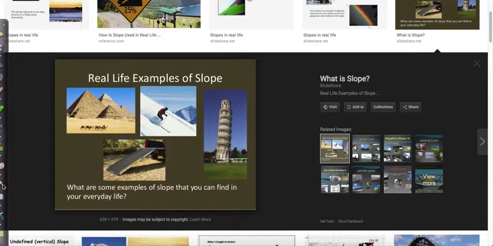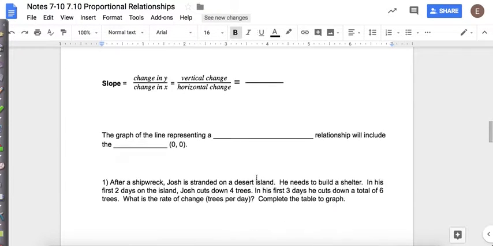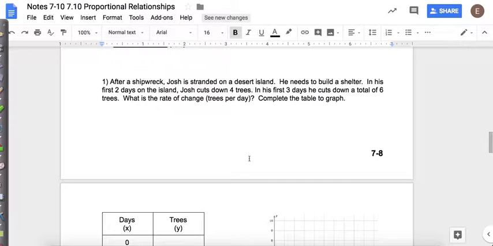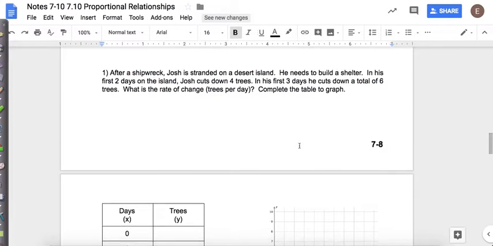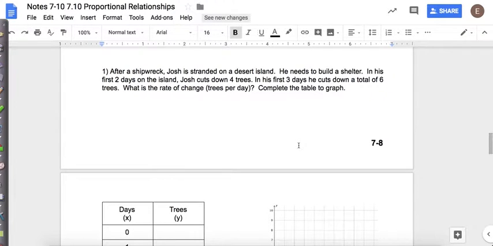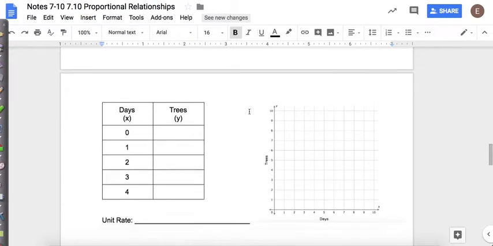So let's go back to our notes here and look at another example. After a shipwreck, Josh is stranded on a desert island. He needs to build a shelter in his first 2 days on the island. Josh cuts down 4 trees. In his first 3 days, he cuts down a total of 6 trees. What is the rate of change, meaning trees per day? So how many trees is he cutting down per day? Complete the table to graph.